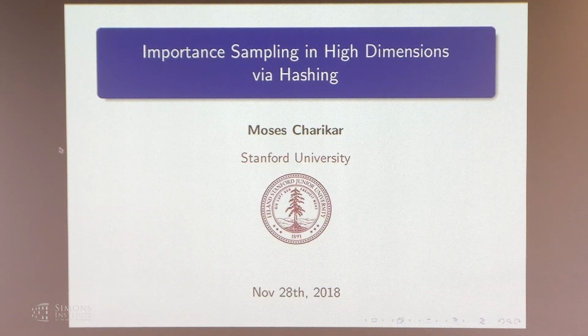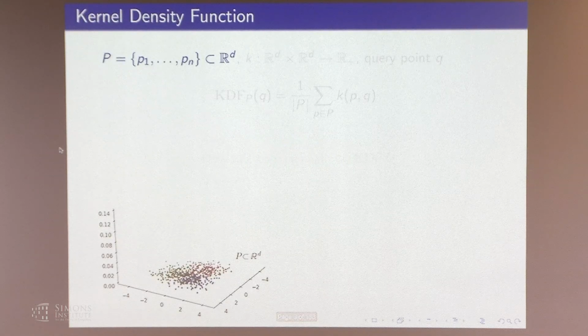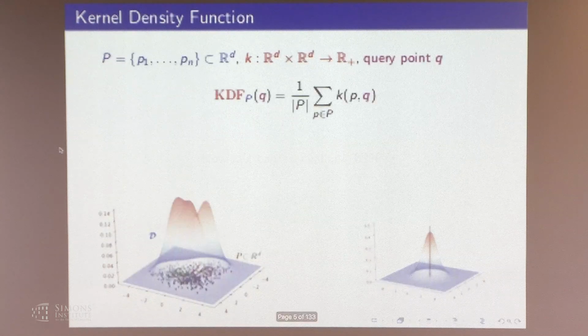Okay, so let me start with a generic problem. And this will be the basis for much of my talk. So what's the setting? The setting is we're given a bunch of points in d-dimensional space. Think of d as very large. There's some function k. We'll call it a kernel function. It takes a pair of points and outputs a positive quantity. And we have a query point q.